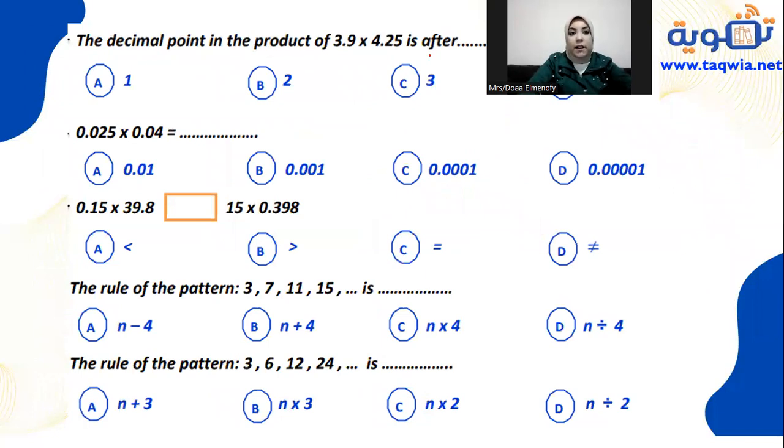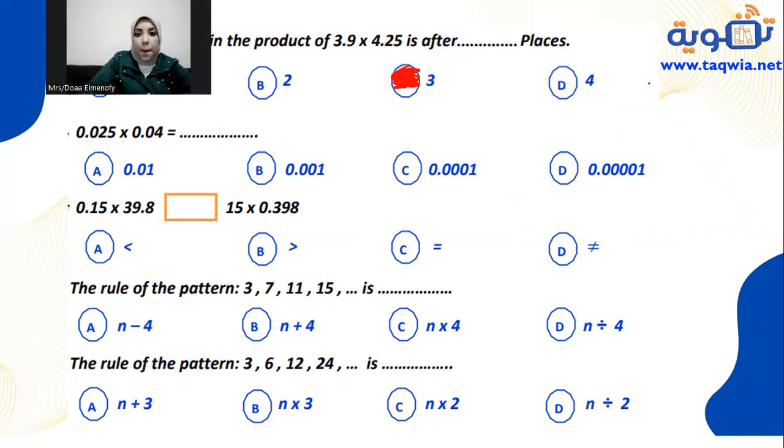Okay, so here the decimal point in the product 3.9 multiplied by 4.25 is after how many decimal places? Here we have to count the decimal places that we have. So here we have 1, 2, 3. So we're going to put the decimal point after 3 places from the right.